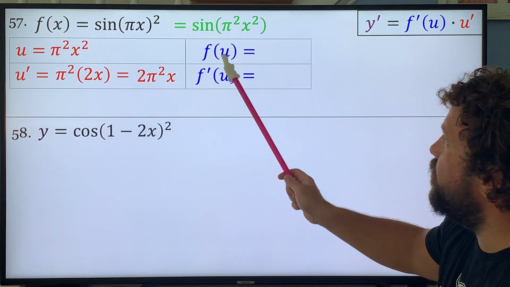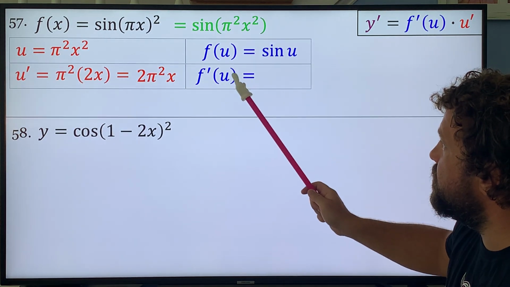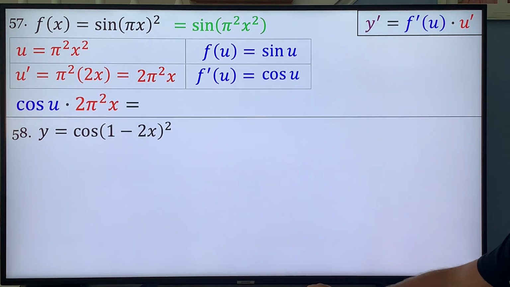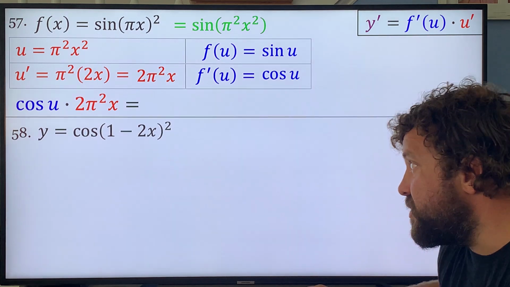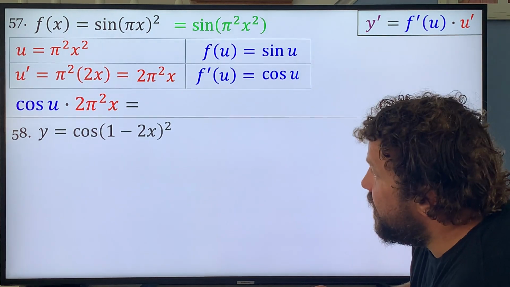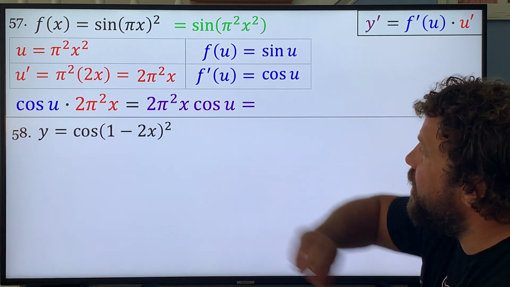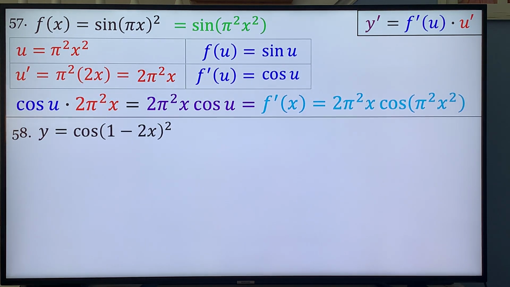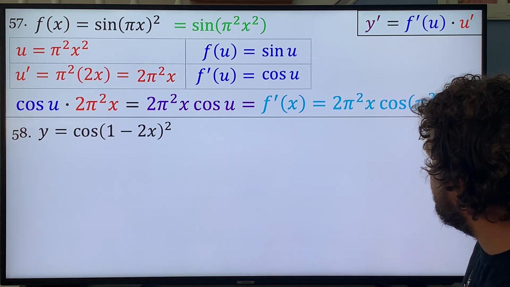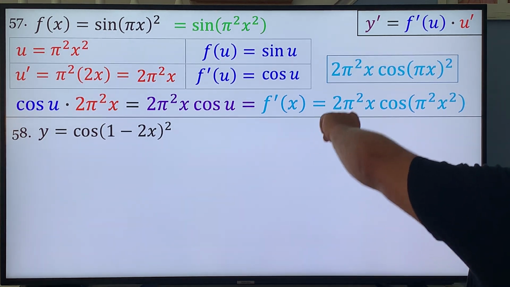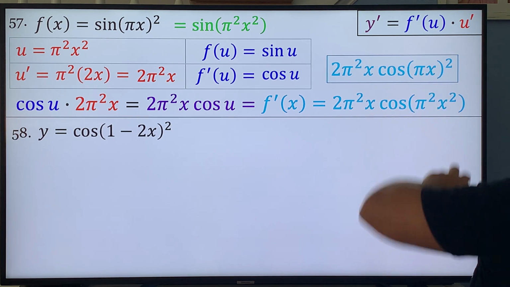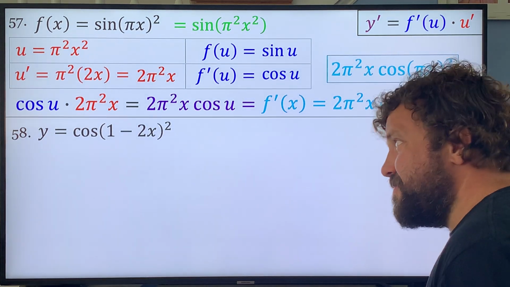All right. Sine u, cosine u. 2 pi squared x times cosine u. All right. 2 pi squared x times cosine pi squared x squared. That's a crazy looking problem, isn't it? Or if you want to make it go back like this, 2 pi squared x times cosine pi x squared. These are the same. Either way is okay.